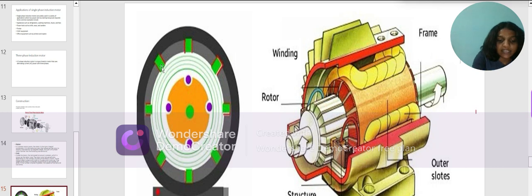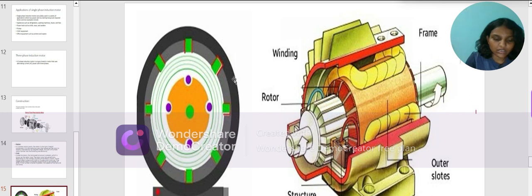Windings are placed in either star or delta. The core of the stator is made of laminated silicon steel. Lamination is done to reduce eddy current. And to protect it, the stator frame is used, which is made up of cast iron.